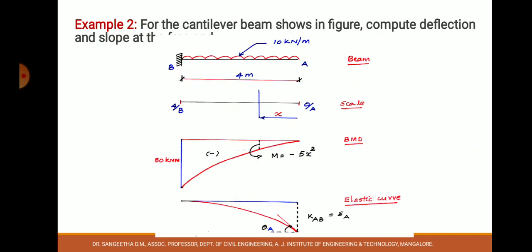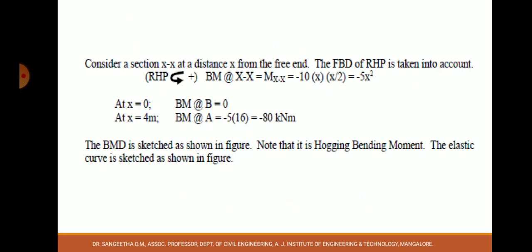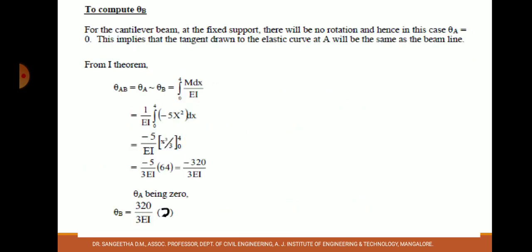Since it is a UDL, the curve is parabolic. If it is a point load, it is straight. It is a UDL, it is a parabolic curve. So this is the bending moment diagram. The bending moment diagram is shown in the figure and it is negative in nature.